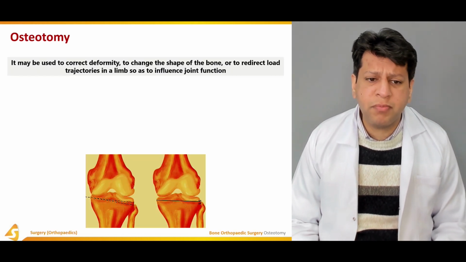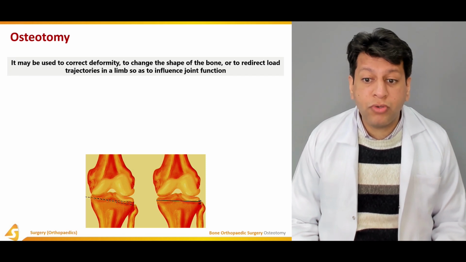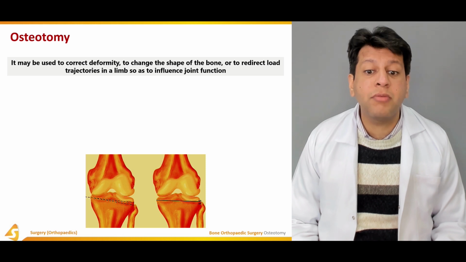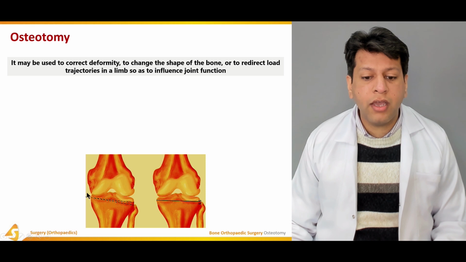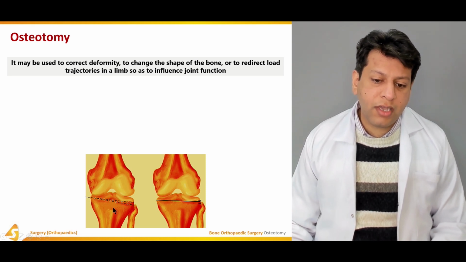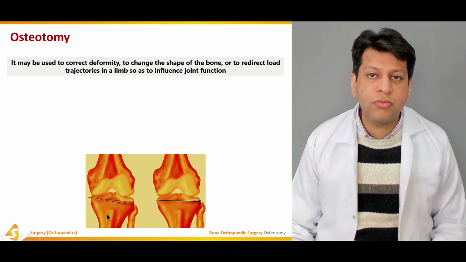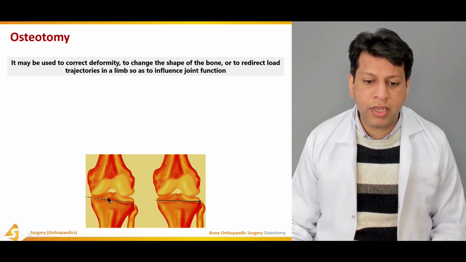So what is osteotomy? It may be used to correct deformity, to change the shape of the bone, or to redirect load trajectories in a limb so as to influence joint function. If you see this diagram closely, this is the lateral side, this is the medial side. The tibia is tilted like this, so we can say this is more of a genu varum, that left knee, if you're looking at this.